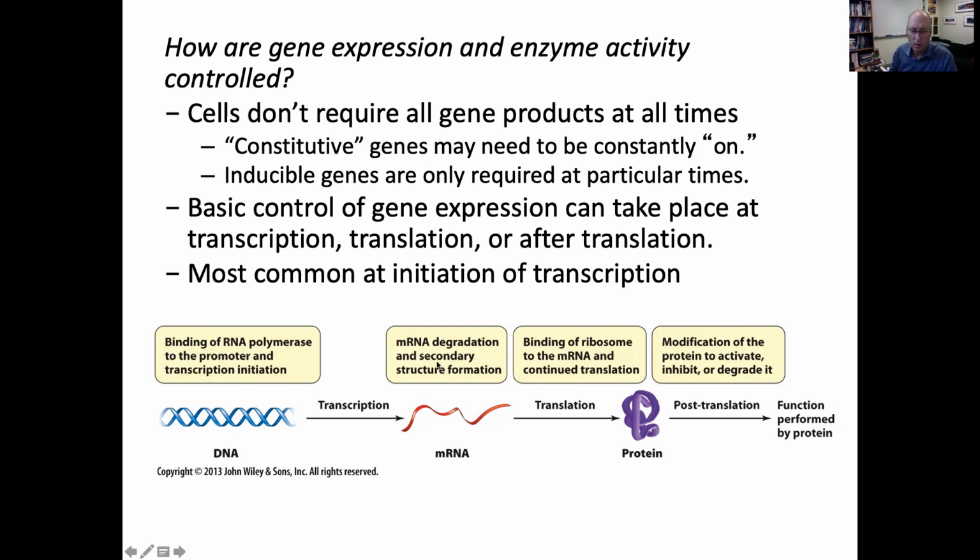But you could also control how stable the messenger RNA is. You could control the ability of the ribosome to translate the messenger RNA. And then after that, of course, there are a lot of things that can control the activity of a particular protein or enzyme, or the stability of that protein or enzyme. So there are a lot of different ways that you can regulate. The most common are here at the start of transcription, or whether transcription starts, and then later on, once you've made the product, controlling its activity.